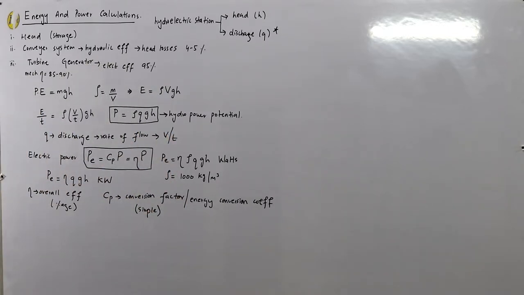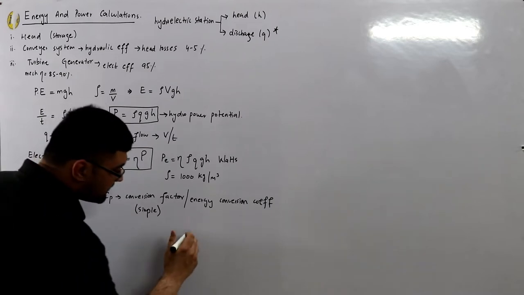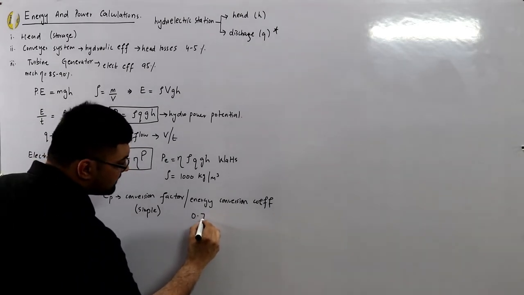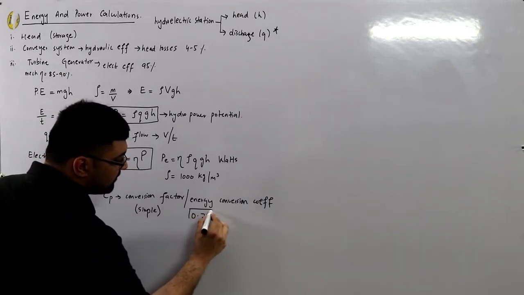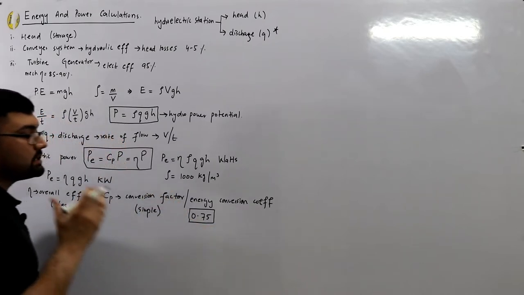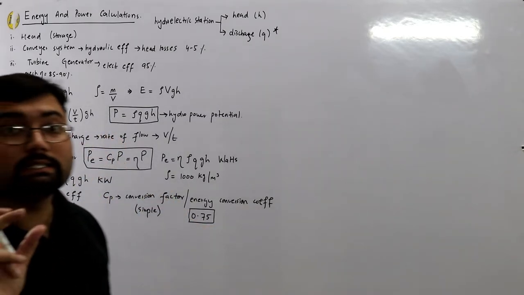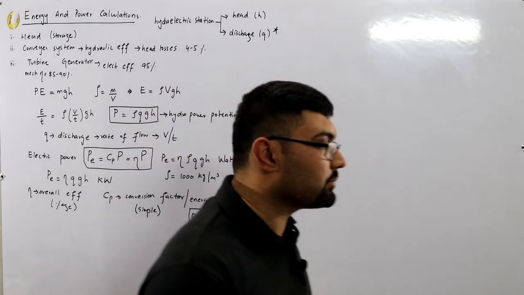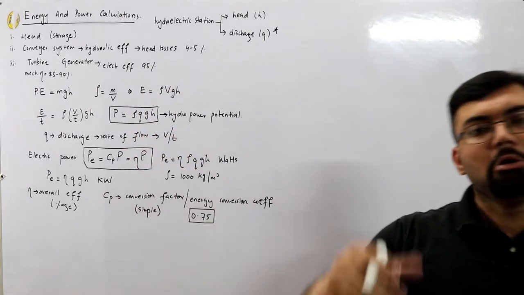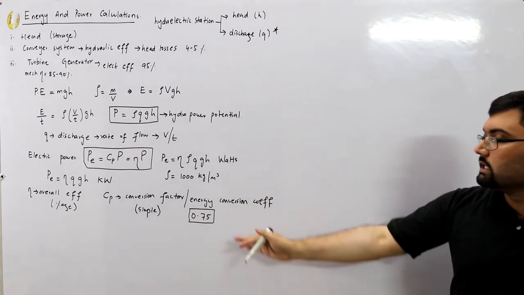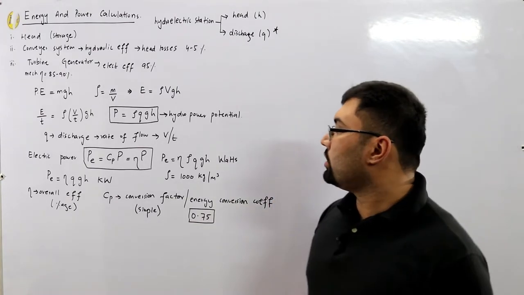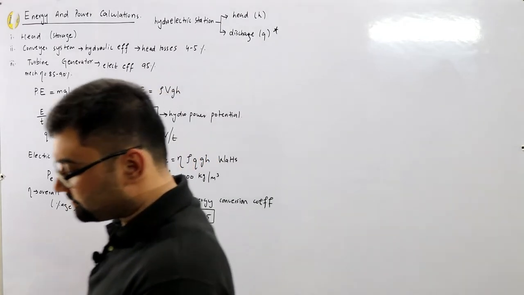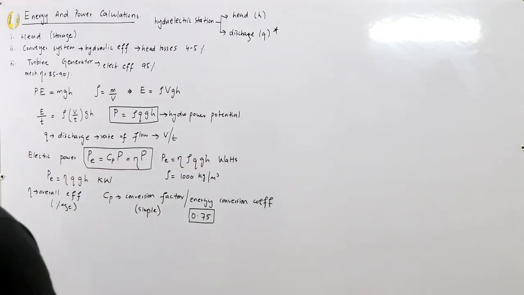And what is the value? Normally it is taken as 0.7. The maximum you can take it as is 0.75. Right? Do I have any other thing to tell you over here?